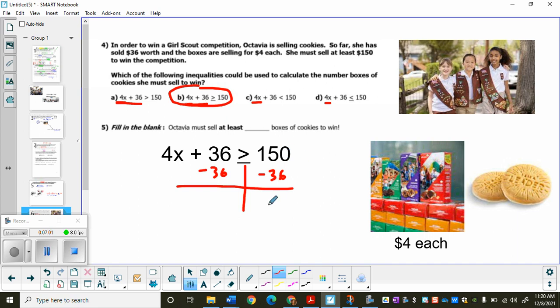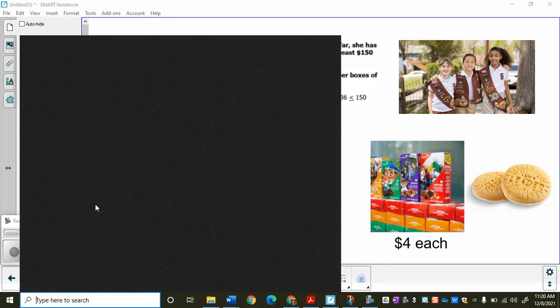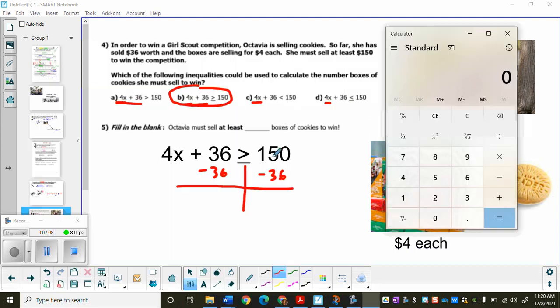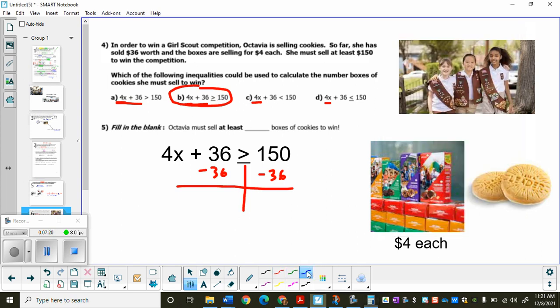Okay, so then over here, let's get the calculator out. We've got the 150 minus the 36 she's already sold. And now if that's how much she has left, we're going to divide it by the 4 dollars per box. Now we get a decimal here, 28.5. So X here has to be greater than or equal to 28.5.